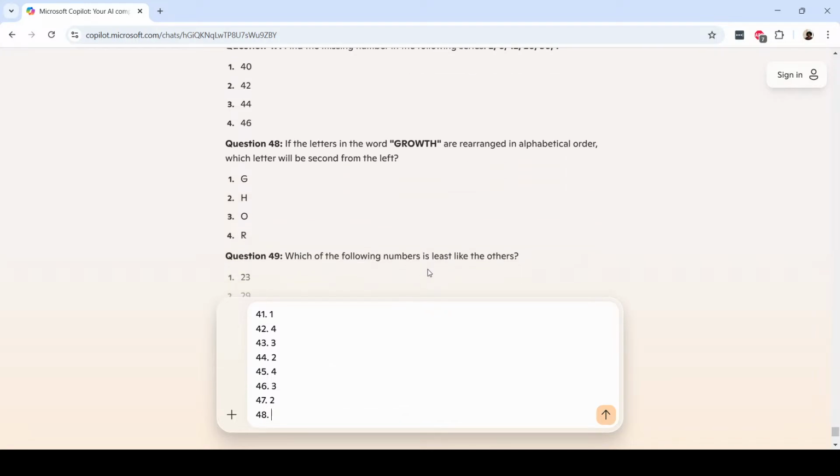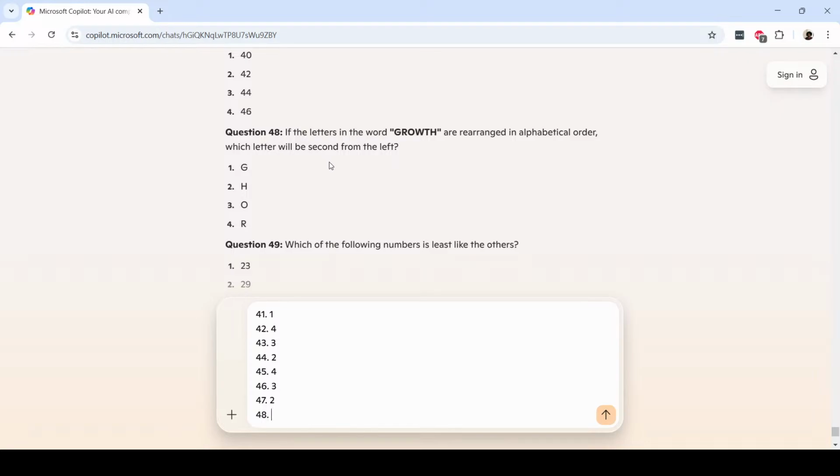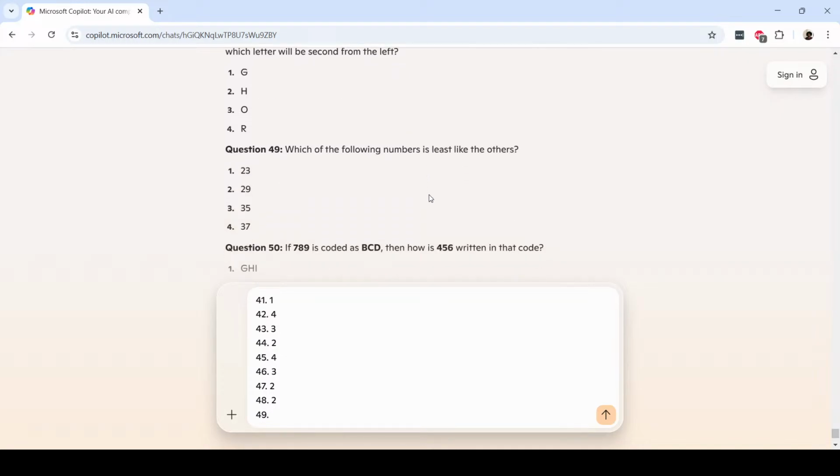If the letters in the word growth are rearranged, second from the left, okay, all are from the back only. E, F, G, H, and 49. Which of the following numbers is least like the others? Okay, so again we have something different. 23, 29, 35, 37, not different, it's easy. Only 35 is a non-prime.